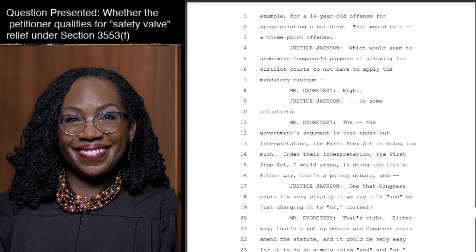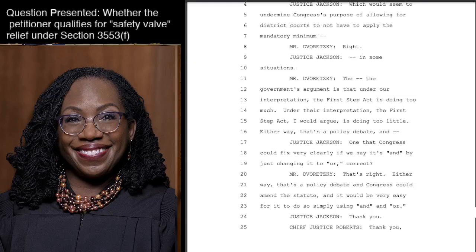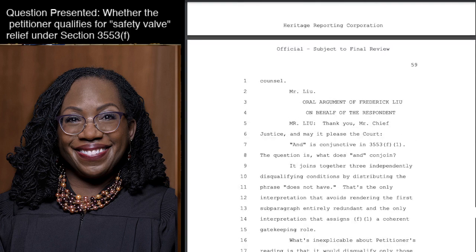Right. In some situations. The government's argument is that under our interpretation, the First Step Act is doing too much. Under their interpretation, the First Step Act, I would argue, is doing too little. Either way, that's a policy debate. One that Congress could fix very clearly by just changing "and" to "or," correct? That's right. Either way, that's a policy debate, and Congress could amend the statute, and it would be very easy for it to do so simply using "and" or "or." Thank you. Thank you, counsel.